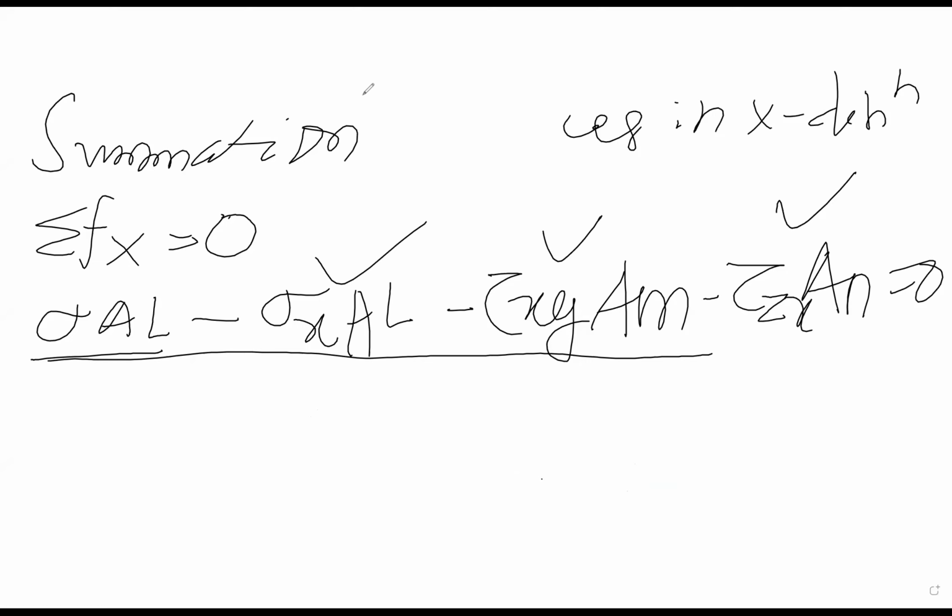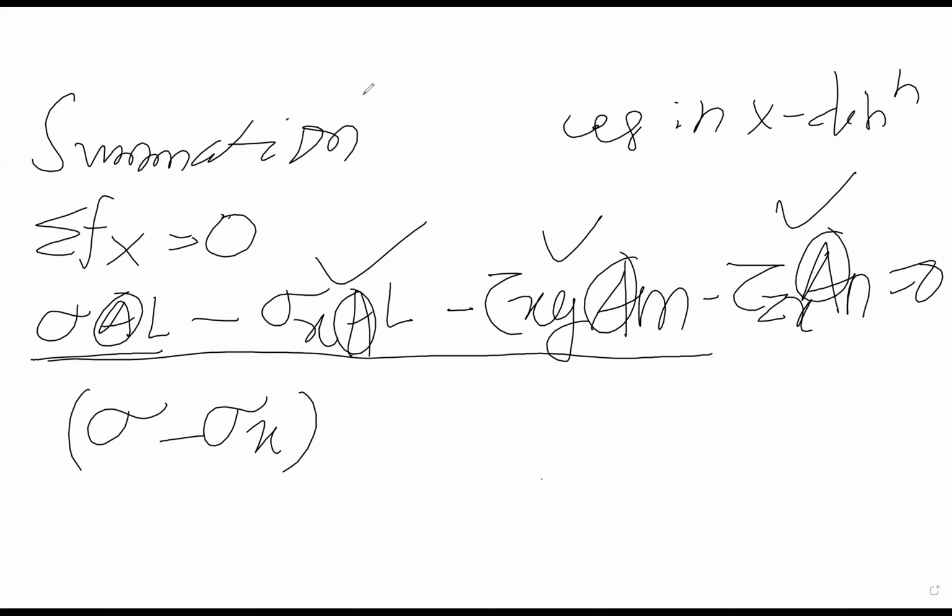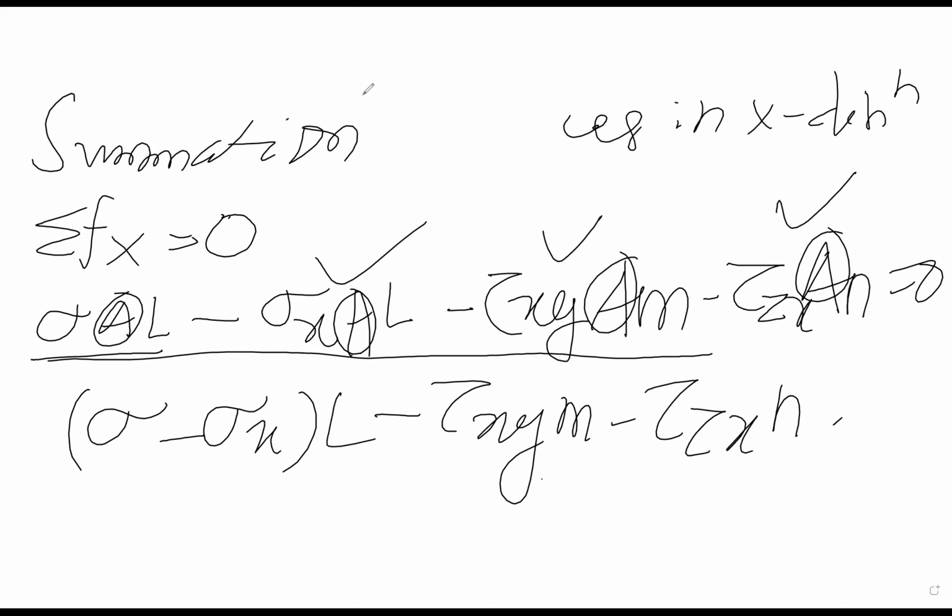So if you modify this equation, simply here we can write the above equation, sigma minus sigma x, making a common factor. Everywhere we have a, so now we can cancel the a. So we have now sigma minus sigma x into L minus tau xy m minus tau zx n is equal to 0. Now this equation reduces to that format.